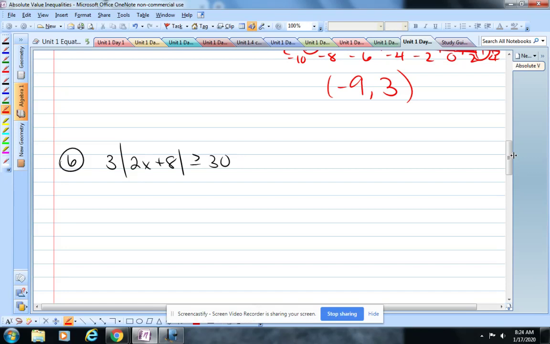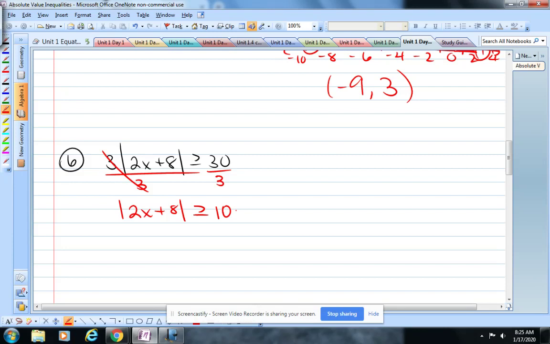So, we do not distribute here, right? Let's make that clear. We're not distributing a 3. Okay? Are the bars by themselves, though? No. So, how do we get rid of the 3? Divide by 3 on both sides. Very good. So, don't distribute. You divide by 3. So, we've got the absolute value of 2x plus 8, oops, not parentheses, is greater than or equal to 10.